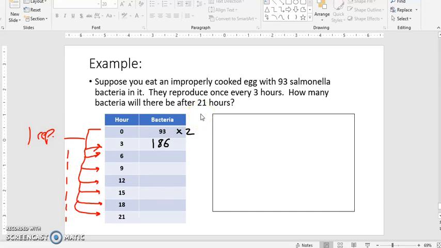So take a quick moment, maybe take a piece of scratch paper, and go ahead and do all of the 3-hour increments all the way up to 21 and see if you can calculate how many bacteria there will be after that time. I'm going to pause the video and give you a moment to do that. So you can pause and do the math, and then you can check your math against mine.